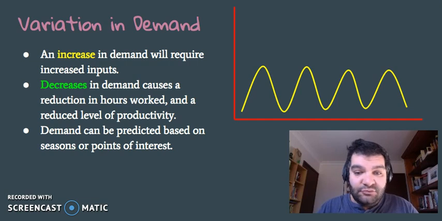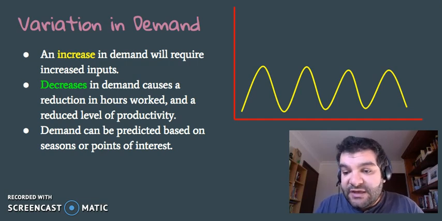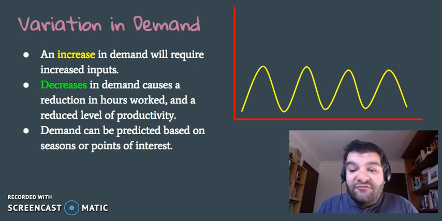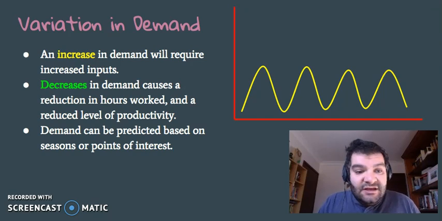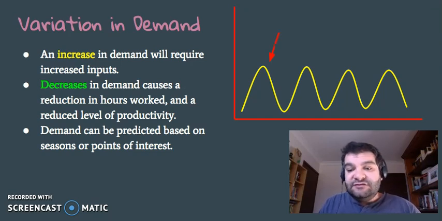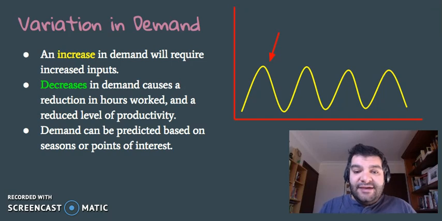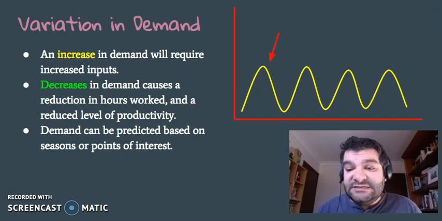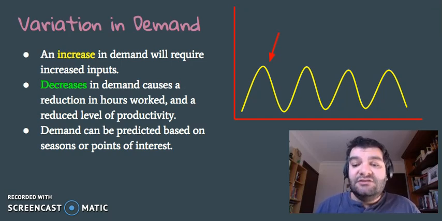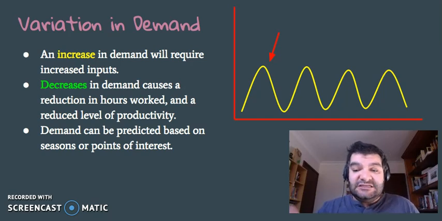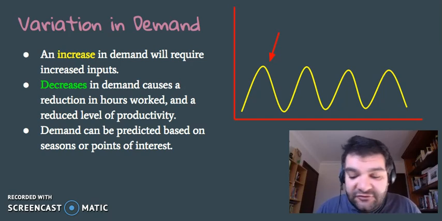Okay, now, demand can be predicted based on seasons or points of interest. So, for example, I've got a little wavy graph on the side there. Now, let's use this as an example of flowers. Okay, a florist. So when there's moments of peaks, well, they can predict and say, well, that's Valentine's Day. Okay, traditionally a lot of flowers. The next peak will be Mother's Day, traditionally a lot of flowers.